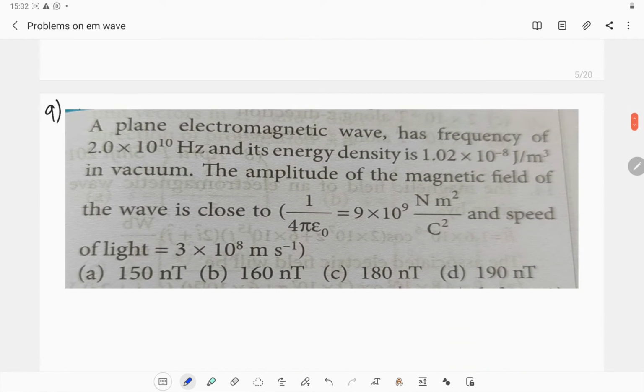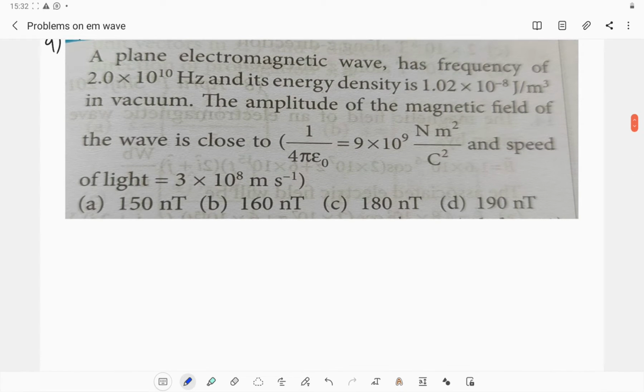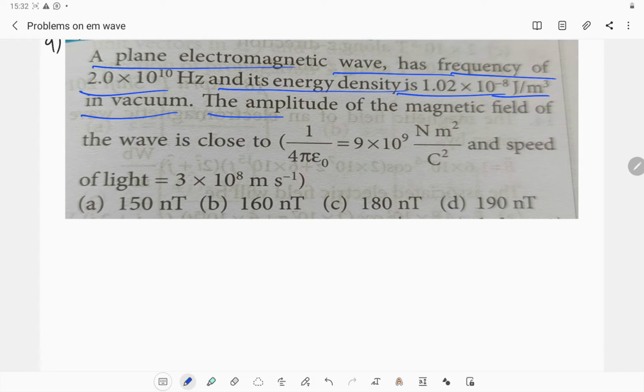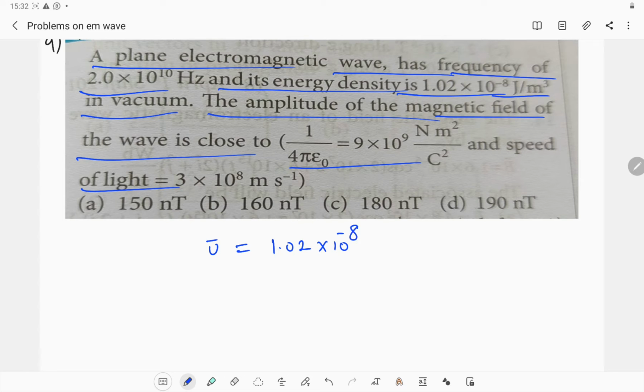Next, problem number 9. A plane electromagnetic wave has frequency of 2 into 10 to the power of 10 Hz. Its energy density is 1.02 into 10 to the power of minus 8 joule per meter cube in vacuum. The amplitude of the magnetic field of the wave is close to. Here this is 1 by 4 pi epsilon value, and the speed of light is given. Here energy density, this is U bar, is given as 1.02 into 10 to the power of minus 8.